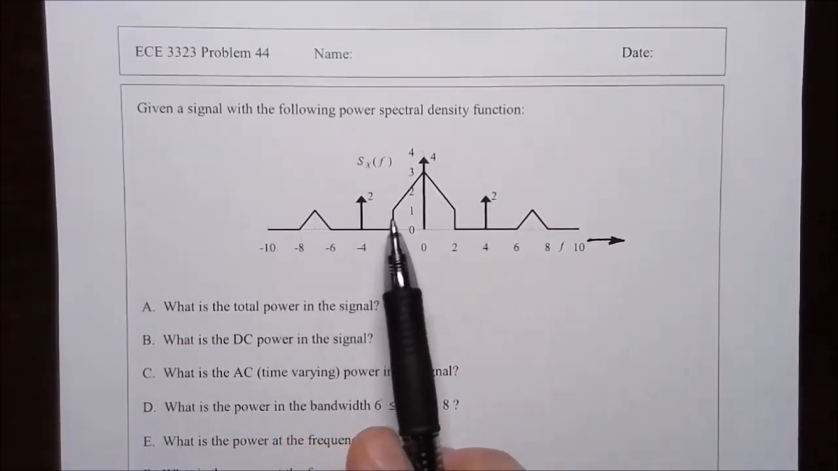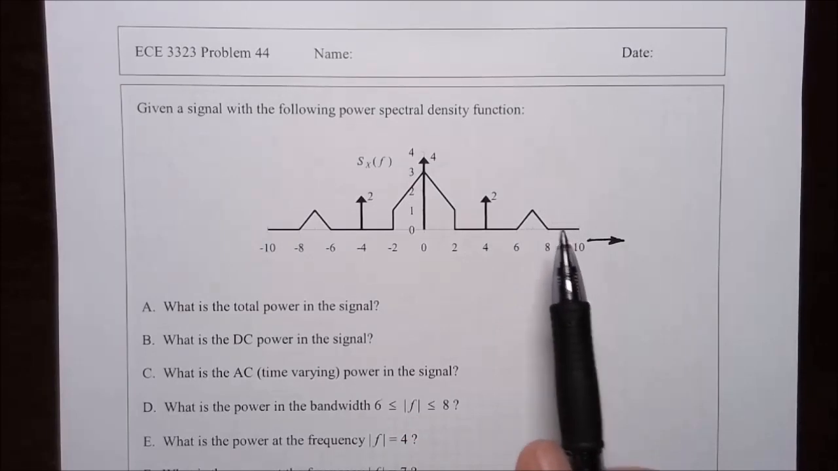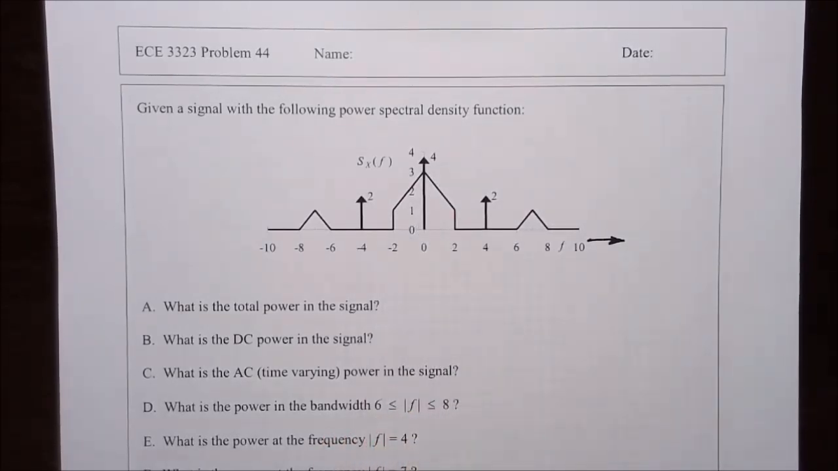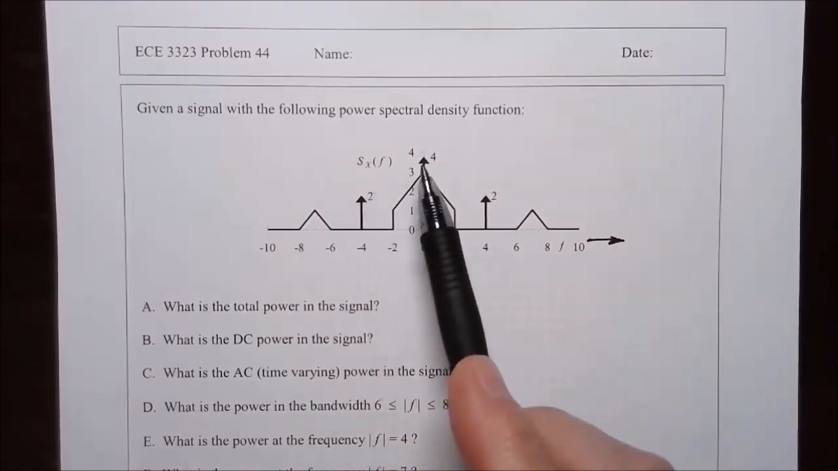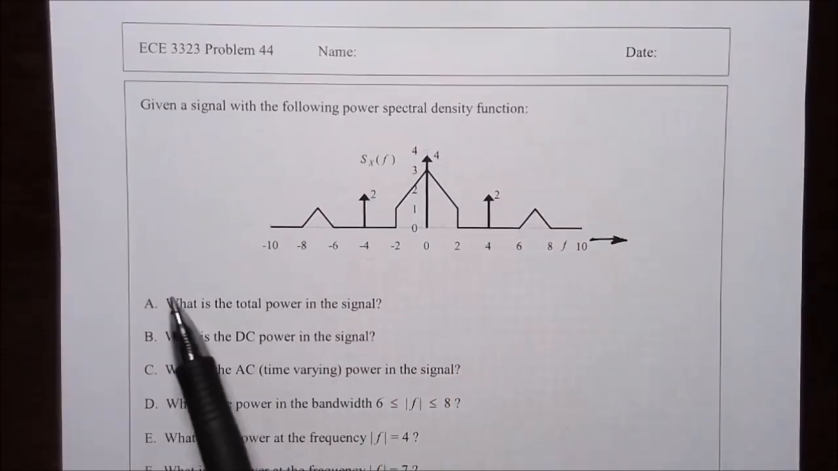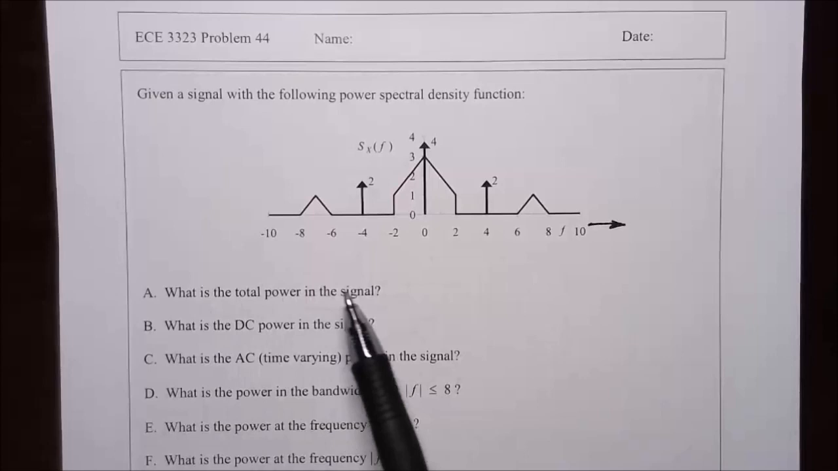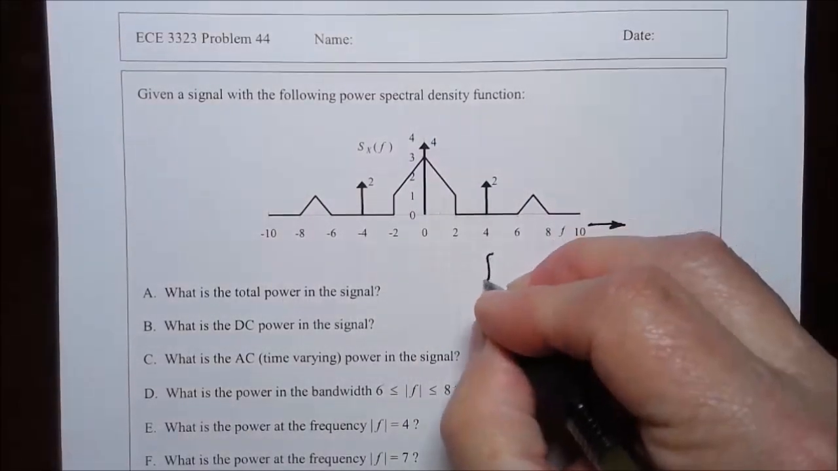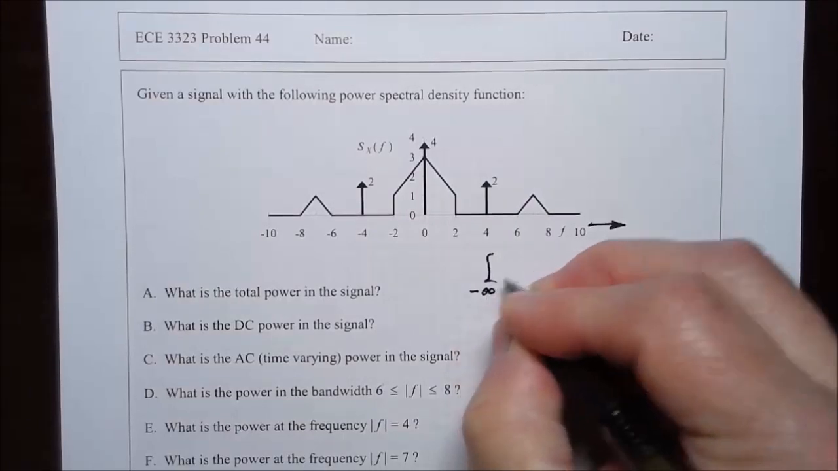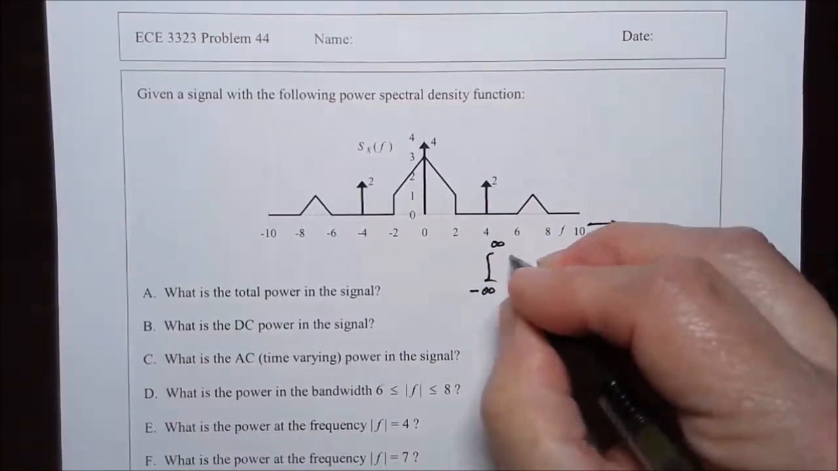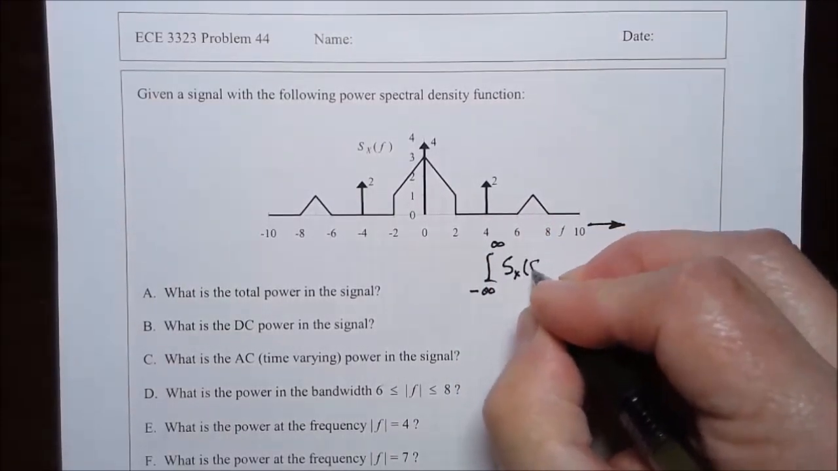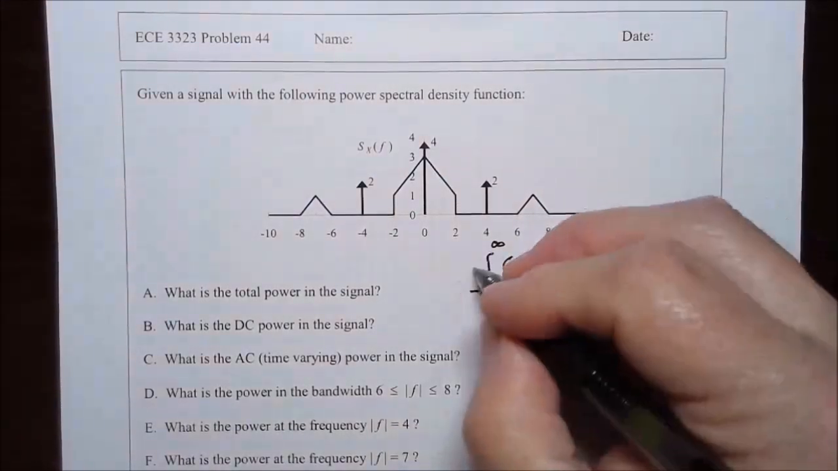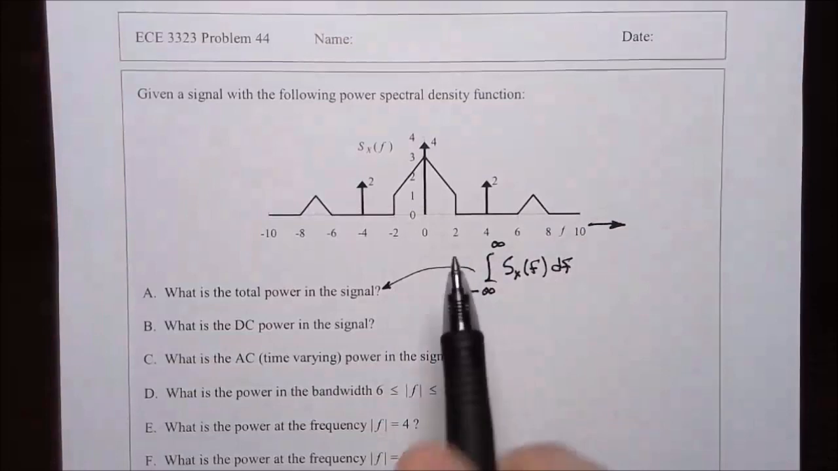Okay. This is the power spectral density of a certain random signal. It has some various shapes here, and it's also got some delta functions as well, and you know the areas underneath these delta functions. First question is, what is the total power in the signal? Well, the total power is going to be the integral from minus infinity to plus infinity of the power spectral density integrated with respect to f. See, that's going to give you the total power.